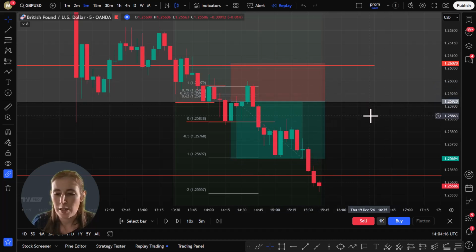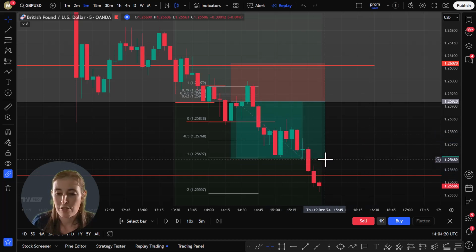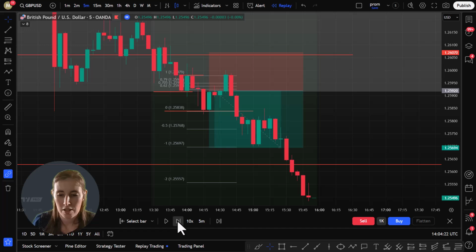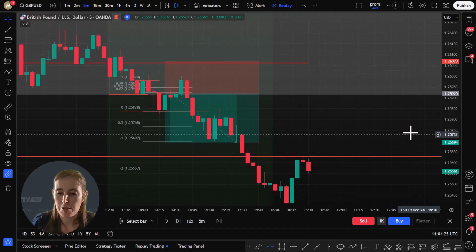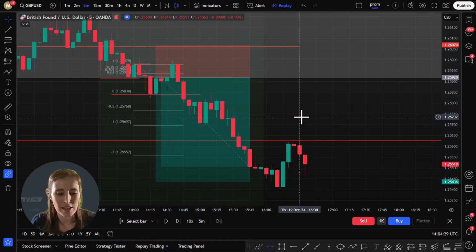And from there, you can see that price just drops very nicely down, little bit of a pullback, and it drops down to the target. And it looks like it does continue dropping some more, so there would have been room there for a larger target, but that is something to discuss on another video.